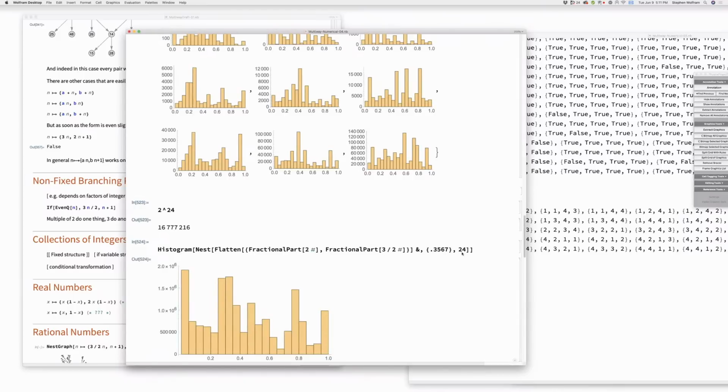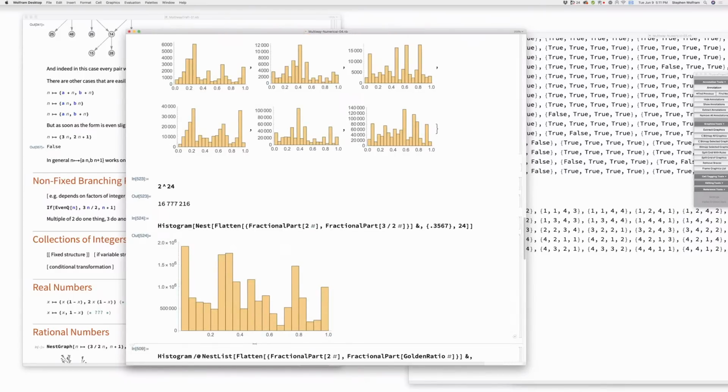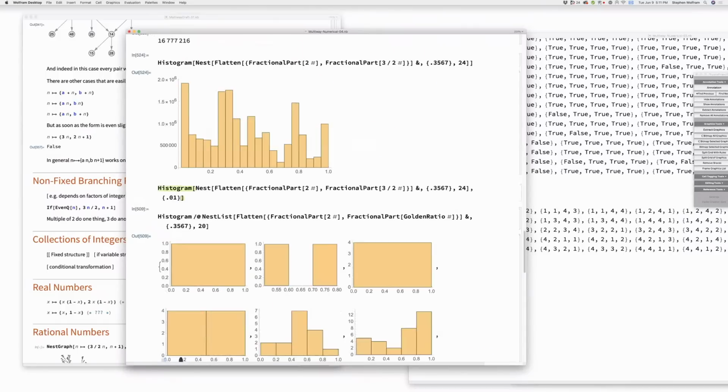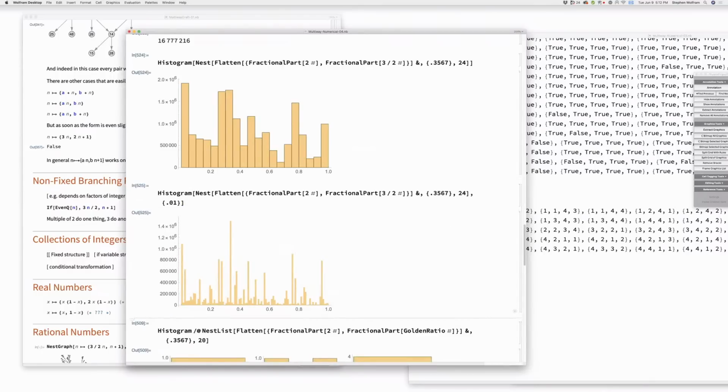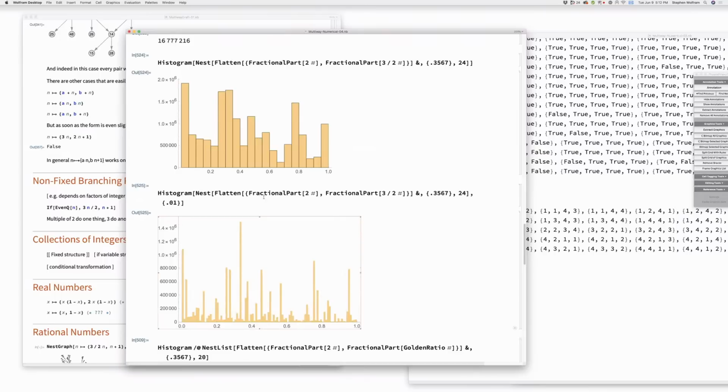Okay, what is that function? Look at that. Isn't that weird? That histogram? There's enough values, we should be able to do that. Okay, that's officially weird. So that's the histogram of values that are obtained by taking the multiway system for the fractional part of 2 and 3 halves.